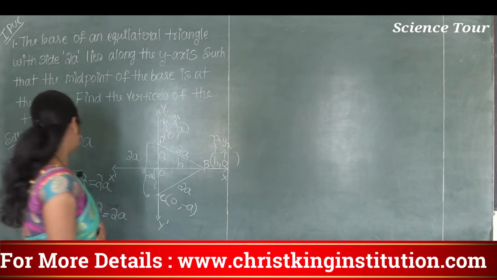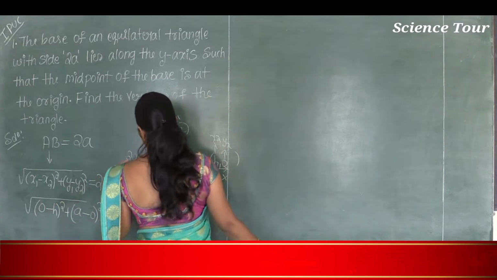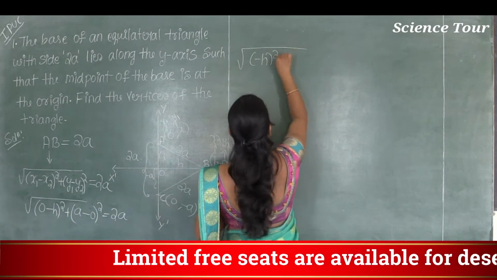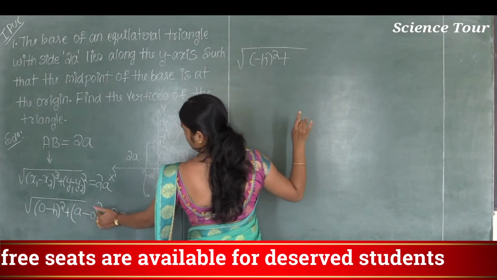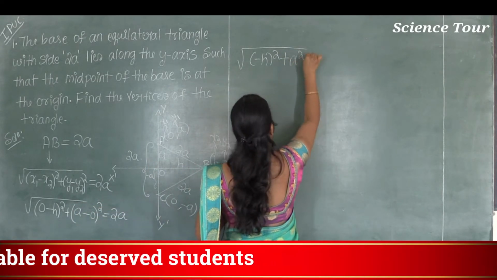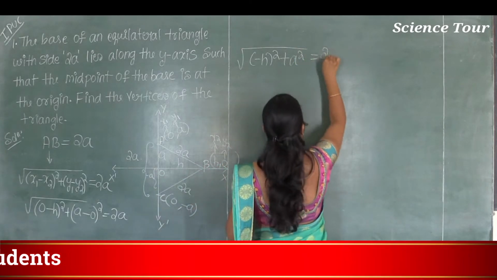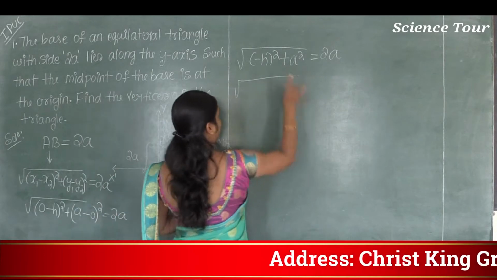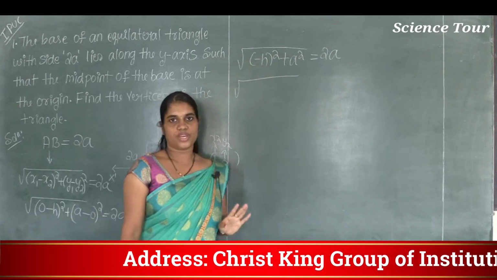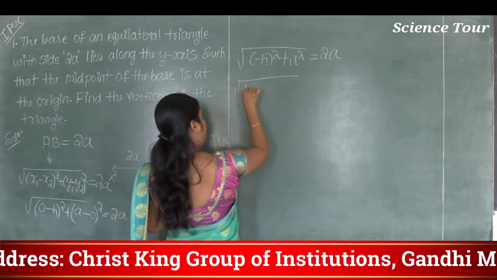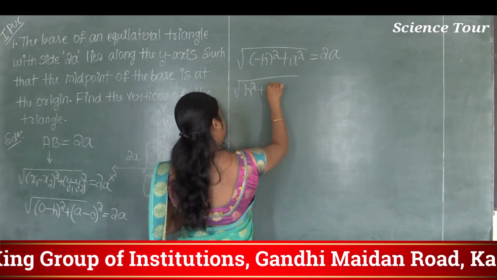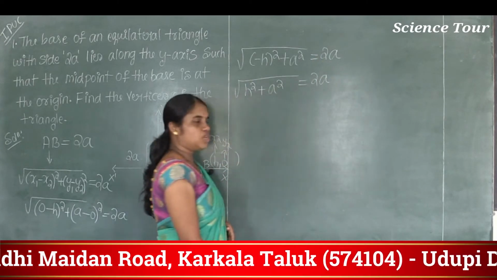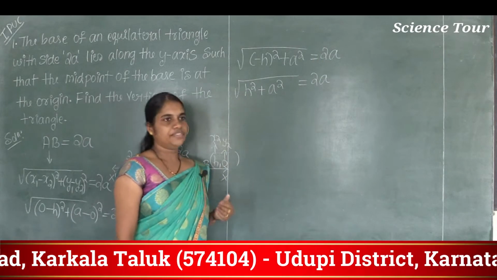Yes, we will simplify. 0 minus h is nothing but minus h whole square, plus a minus 0 is nothing but a itself, a square, equal to the right hand side, 2a. Now the square root of (minus h) whole square is nothing but h square only, plus a square, equal to 2a. So now on the left hand side we have a square root.